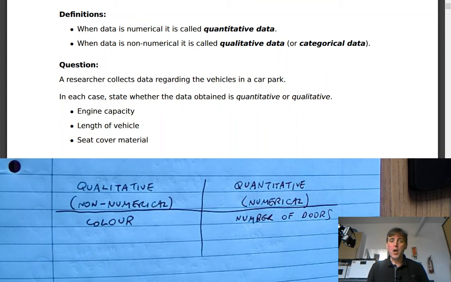Pretty straightforward, I hope, but let's just test to make sure that you're okay with this. There's some more things about these vehicles on the screen here. I want you to decide whether these are qualitative or quantitative data.